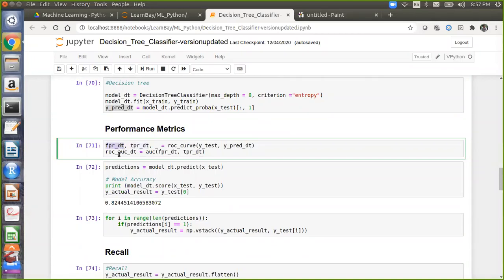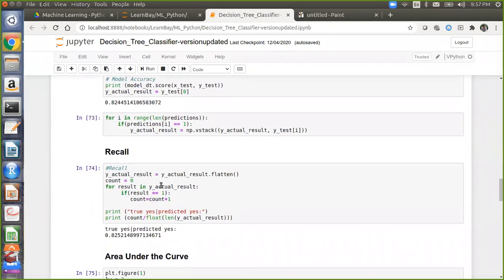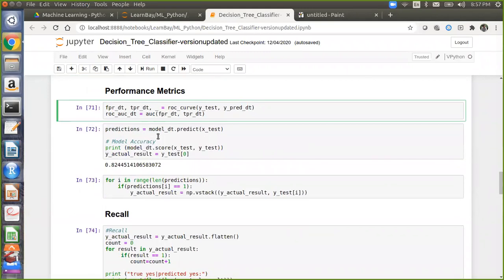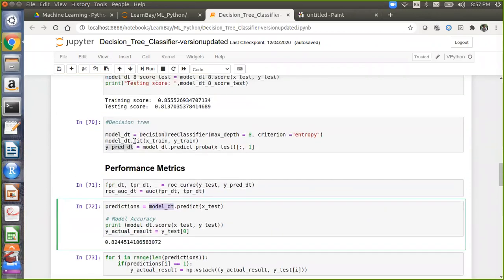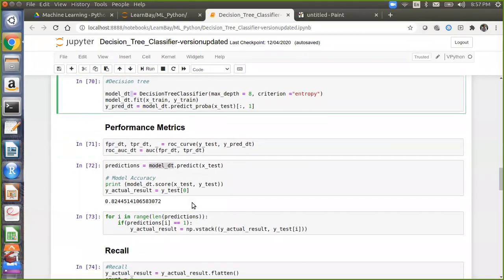After that, you have to calculate the area under the curve. So what do you have to pass for area under the curve? FPR and TPR, because the area under the curve is plotted between FPR and TPR. Here I am also showing the model accuracy. I have shown you the score function for this particular model, and the accuracy is 82%.